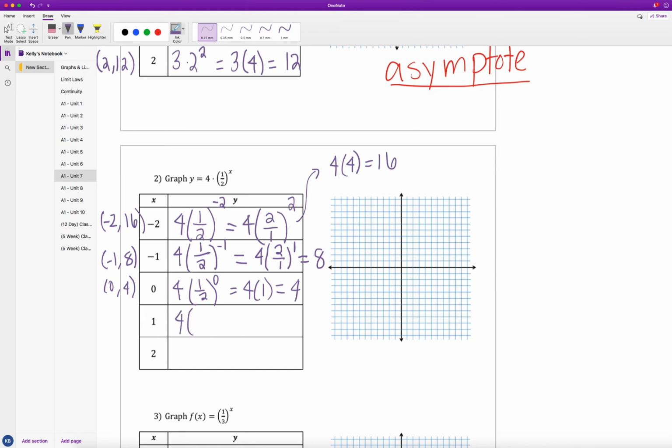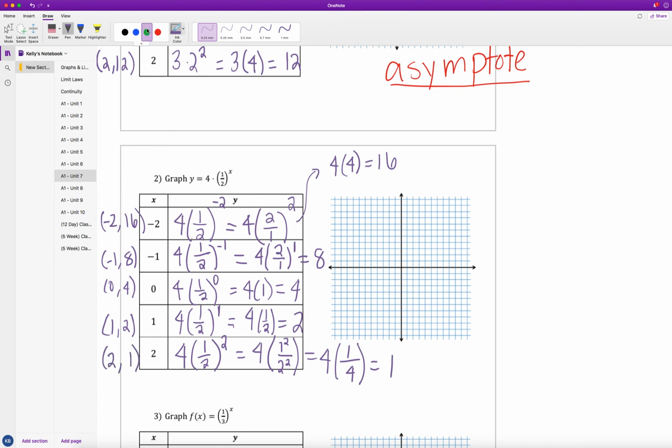On our fourth point, we have 4 times 1/2 to the first power. That's the same thing as just 4 times 1/2, which will give us a value of 2. So I have 1, 2 then. On our last point here, we have 4 times 1/2 to the second. We can simplify this by distributing that exponent to each piece. So distributing it to the numerator, I'd get 1 squared. Distributing the 2 exponent to the denominator would give me 2 squared. 1 squared is just going to be 1, but 2 squared will give us 4, and then 4 times a fourth will be equal to 1. So I also have the coordinate pair 2, 1 then.